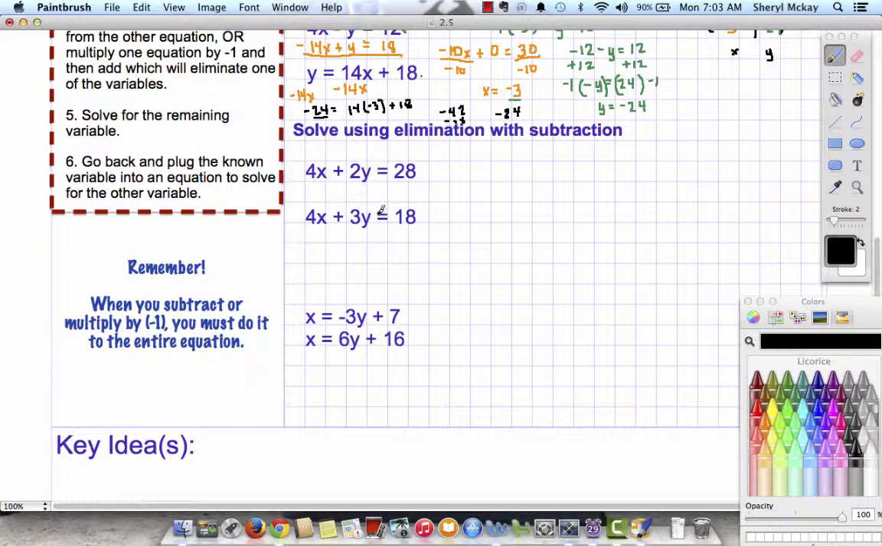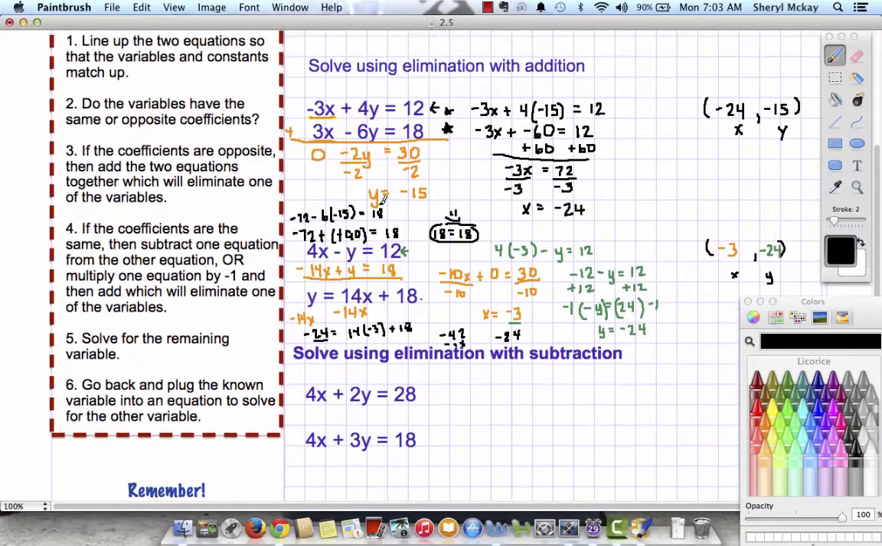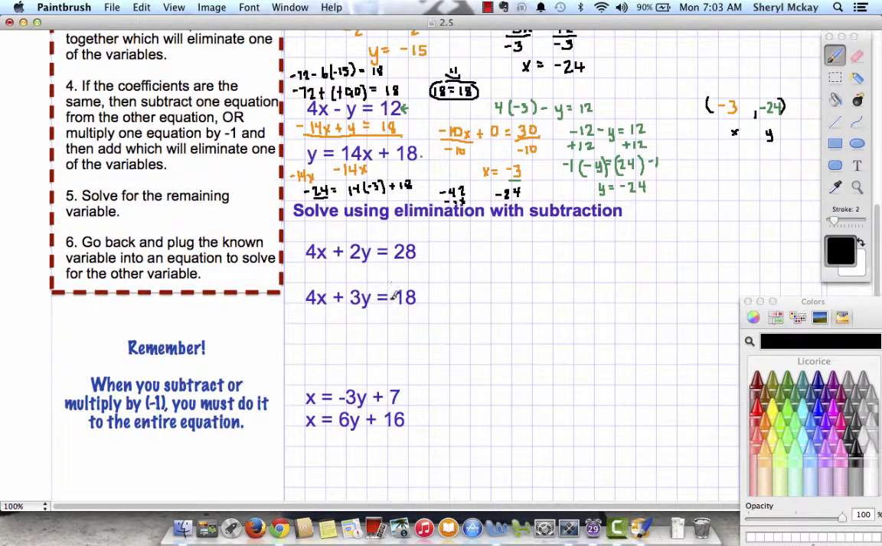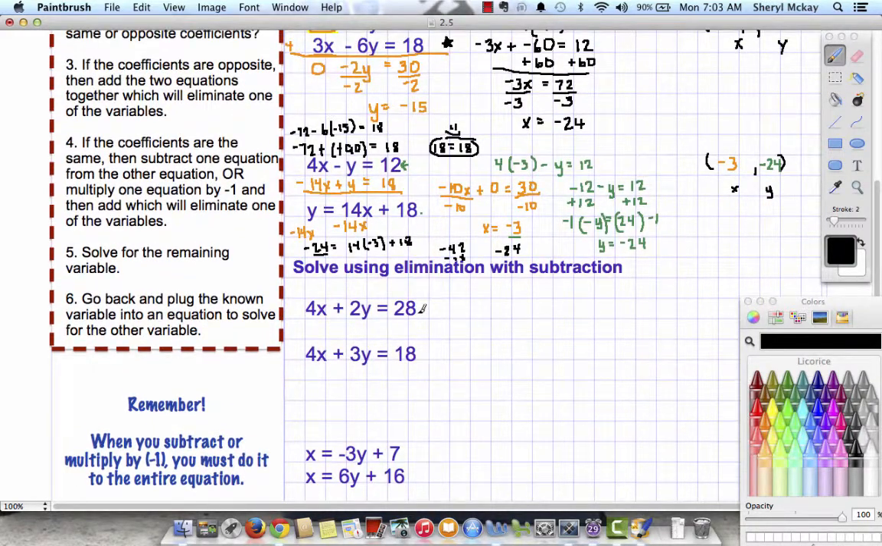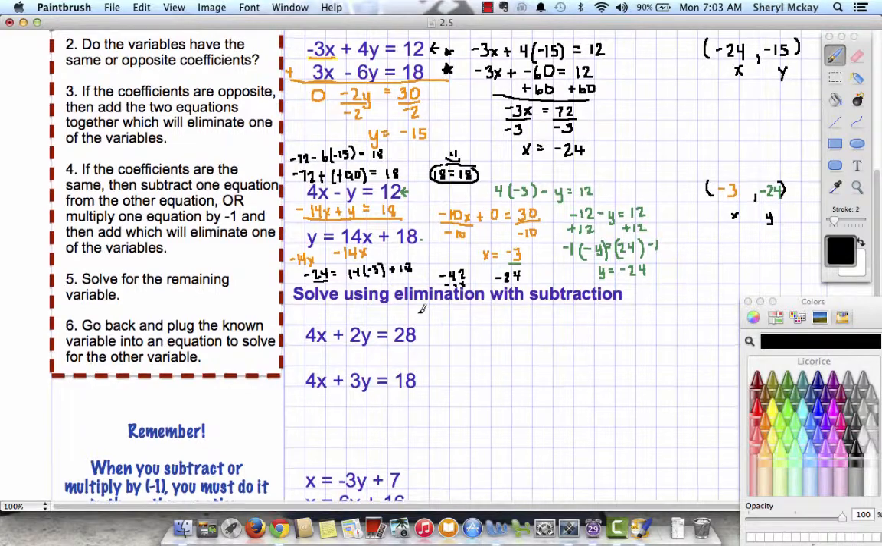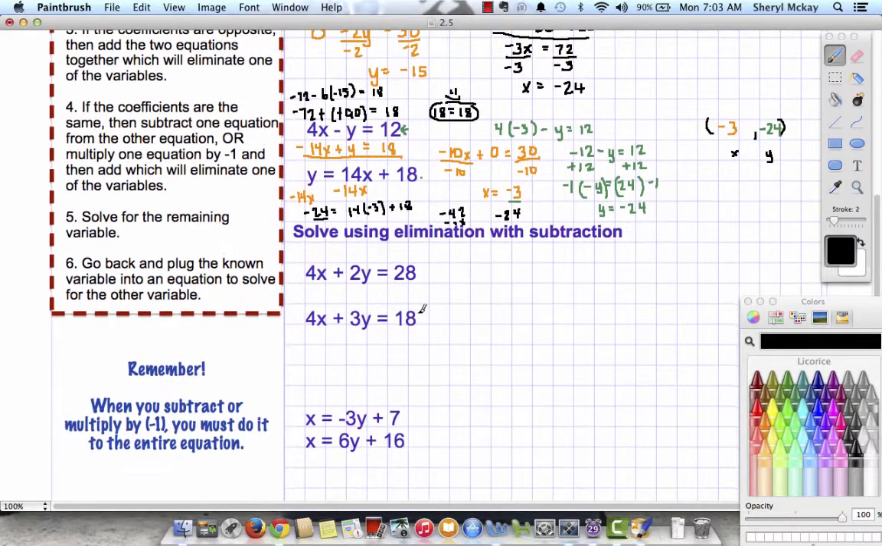Well, the first thing I need to do is make sure that my two equations are lined up, and they are. The x's are under the x's, the y's are under the y's, the equals under the equal, the constants are under the constants. Now I'm looking to see if my coefficients are opposite or if they're the same. Well, they are the same. I have two that are the same. Do you see them? The 4x and the 4x. Because they're the same, if I tried to add them, I would just get 8x. So that's not going to help me.